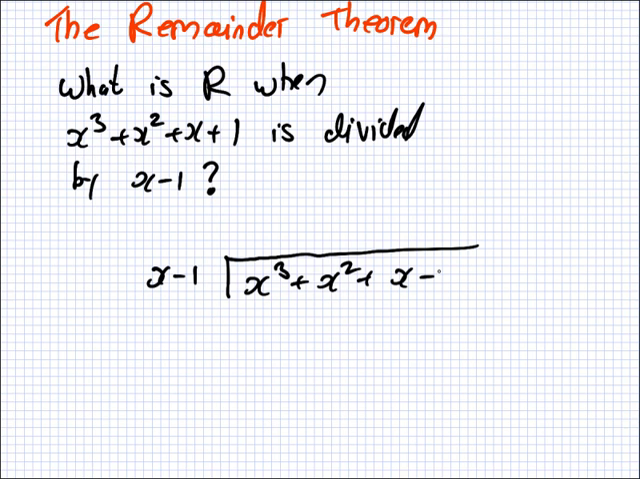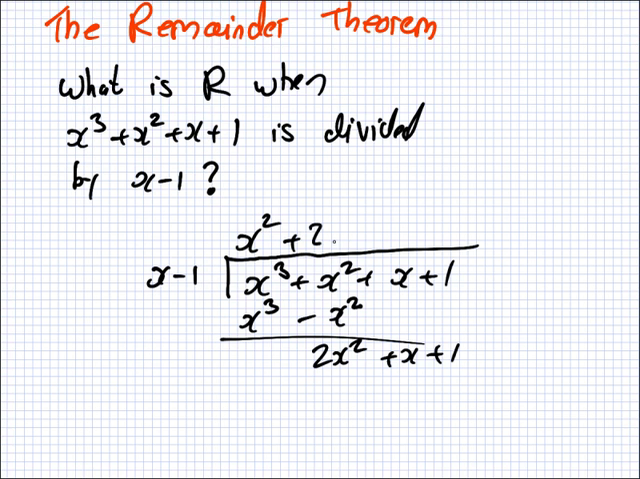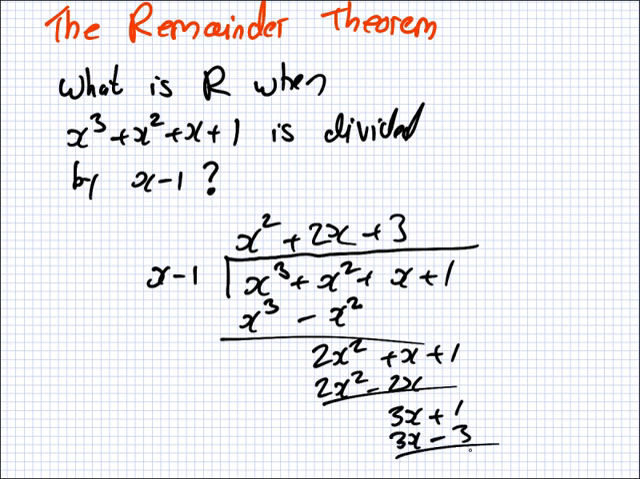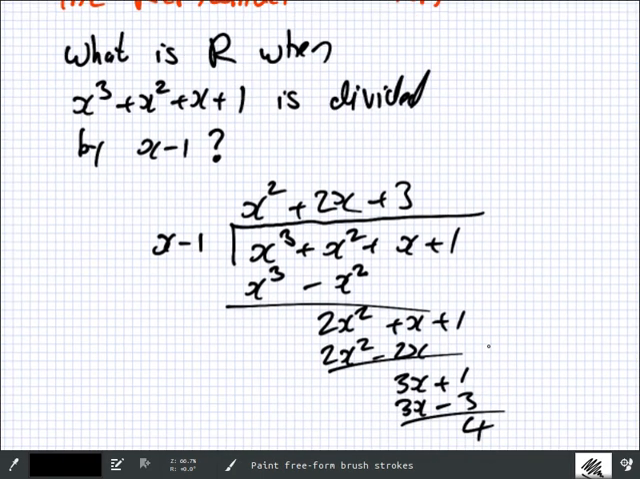Okay, so first one is x squared, right? x cubed minus x squared, yes? And then here, 2x squared. So far so good? Plus 2x squared minus 2x, right? Sorry, 2x. That's 3x plus 1, so plus 3. This is 3x minus 3, remainder, as I said, 4.